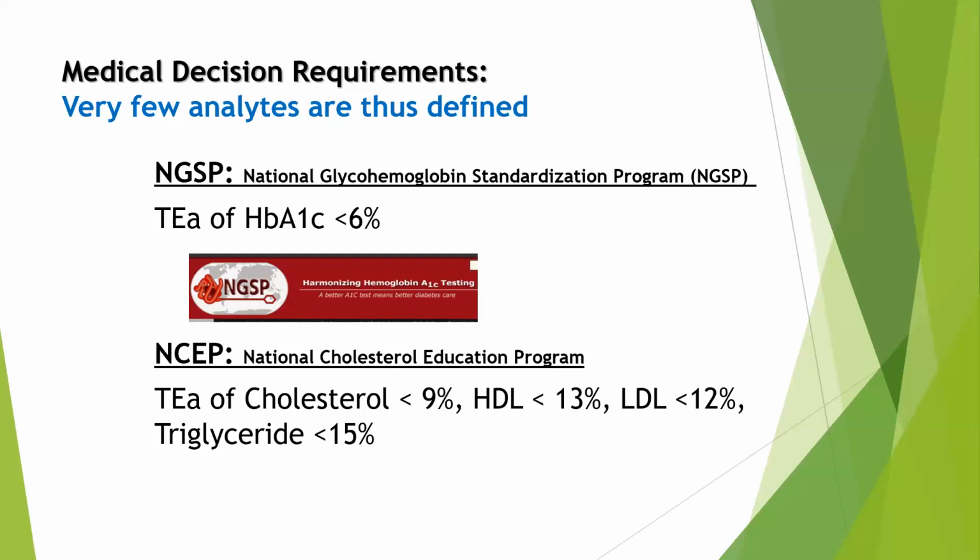Then the National Cholesterol Education Program. These are both US-based programs, not Indian programs, but they are definitely followed the world over, and we have guidelines from them in textbooks as well. Here they have defined the total allowable error for cholesterol to be less than 9%, for HDL cholesterol less than 13%, for LDL 12%, and for triglycerides 15%. So these are the medical decision requirements. There are very few analytes defined as such, but we have a few of them, and these are in front of you.